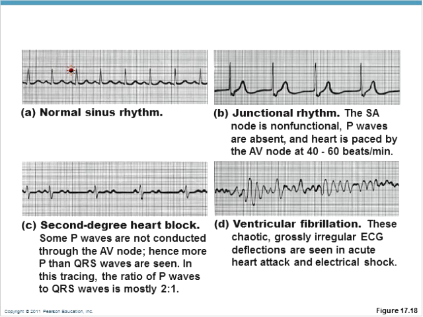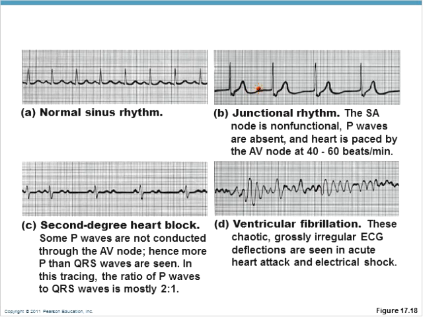If the SA node is non-functional, the P waves go away because you don't have an SA node discharging, and the heart is paced now by the AV node, so it's a little slower. It's about 40 to 60 beats per minute, and you see the QRS and the T wave, but no P wave.